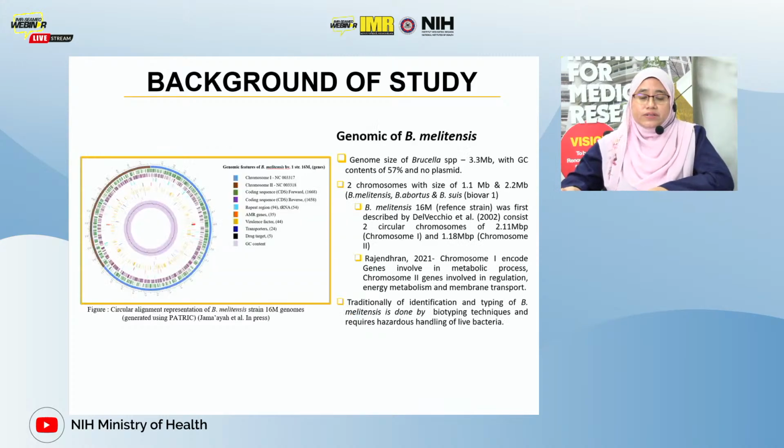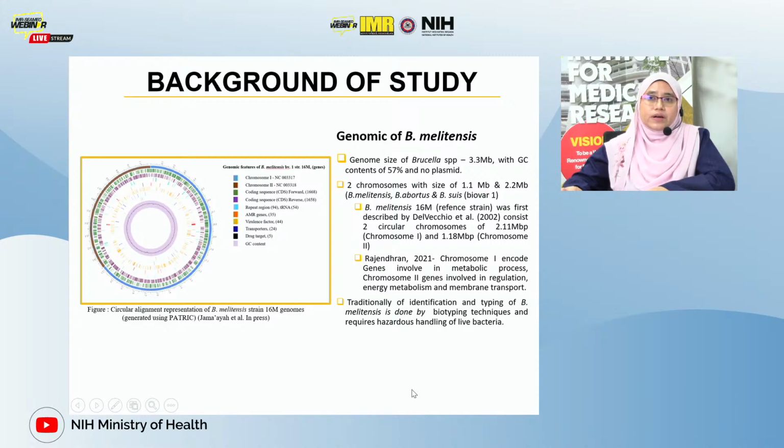Generally, the genome size of Brucella species is approximately 3.3 megabases and consists of 2 chromosomes, with a GC content of about 57%, and no plasmid is found. The whole genome of the reference strain Brucella melitensis 16M was first described in 2002 and consists of 2 circular chromosomes: 2.11 Mbp in chromosome 1 and 1.18 Mbp in chromosome 2.